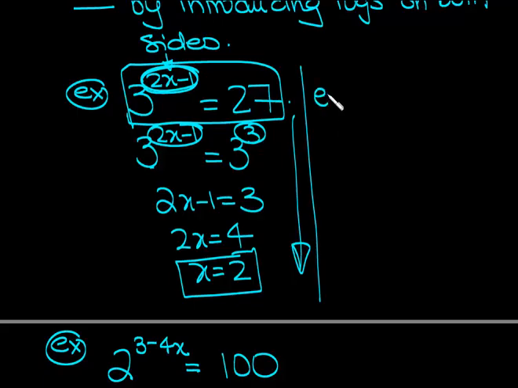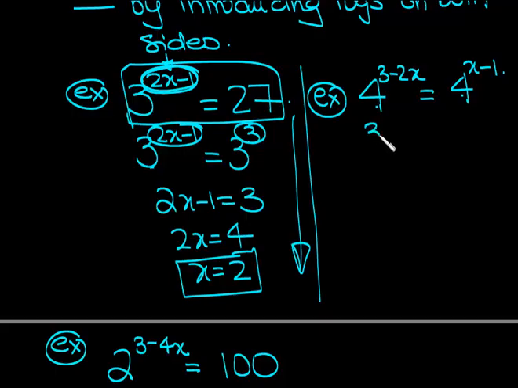For example, even this, if I was given 4 raised to 3 minus 2x is equal to 4 raised to x minus 1. Since these are both the same base, that tells me the exponents would have to be the same since these are equal. So I can write it as 3 minus 2x is equal to, actually let's make it a little bit more interesting. How about this? 1 over 4 raised to, let's say, x minus 2.